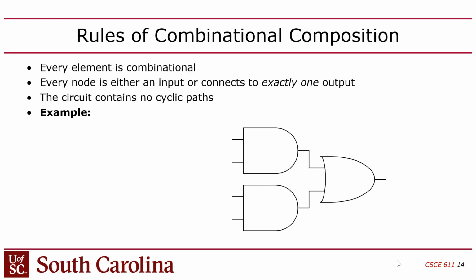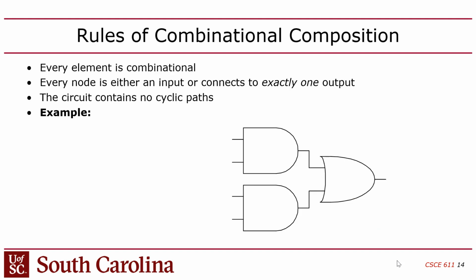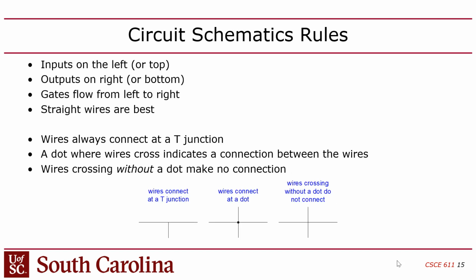Okay, so we talked about combinational and sequential logic. You should have hopefully covered that in 211. Combinational logic is where the outputs are just a function of the inputs, whereas sequential logic has memory, so the outputs are a function of the inputs and the input history, right? I bring that up because I'm going to refer back to combinational and sequential logic later.